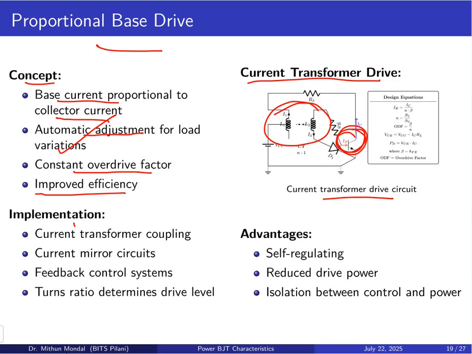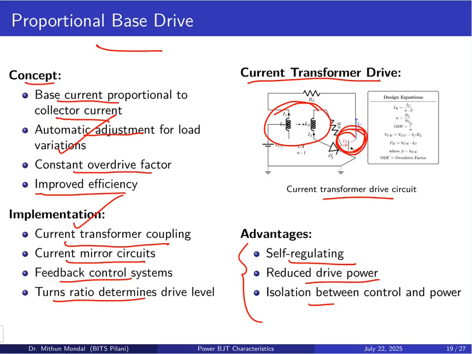This implementation is used when you have current transformer coupling, current mirror circuits, and feedback control systems connected. The turns ratio will determine the drive level. Some of the advantages here are that it is self-regulating, it reduces the drive power, and there is isolation between the control and the power circuit.